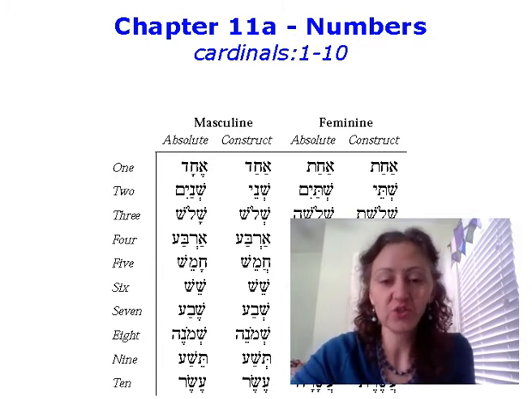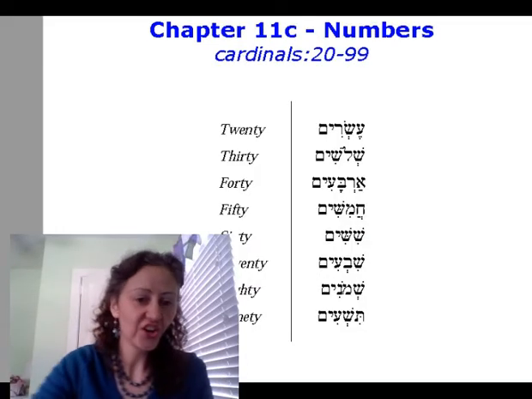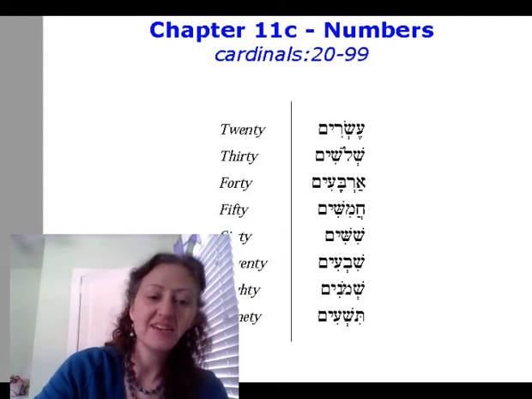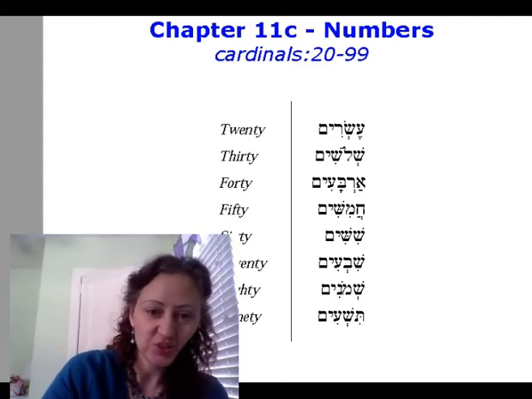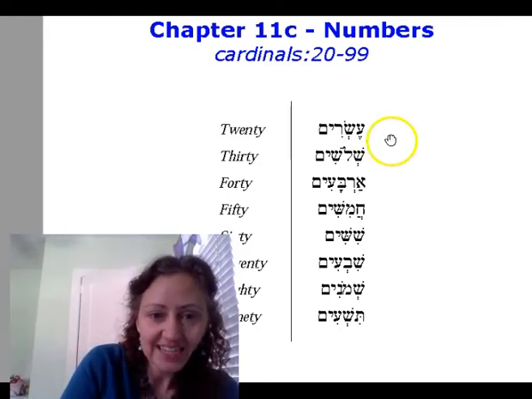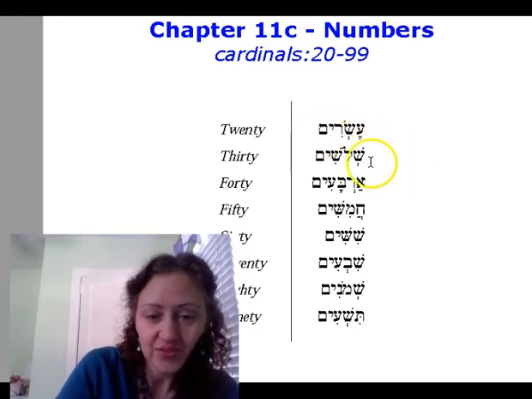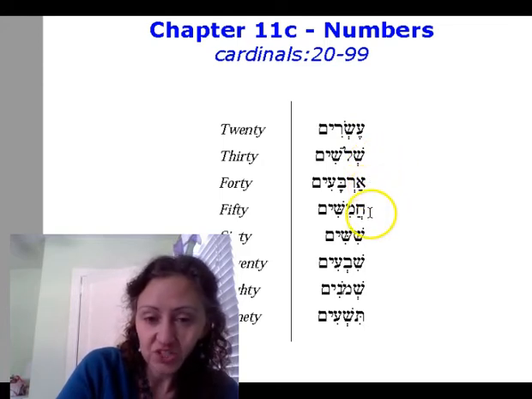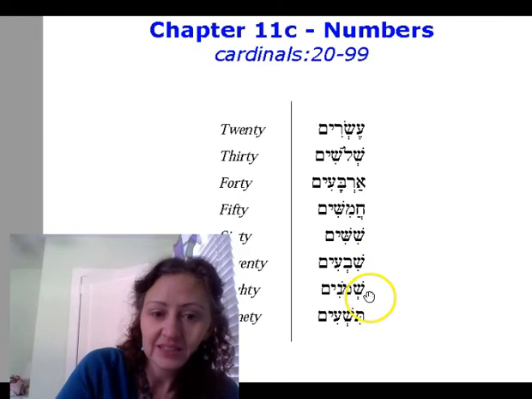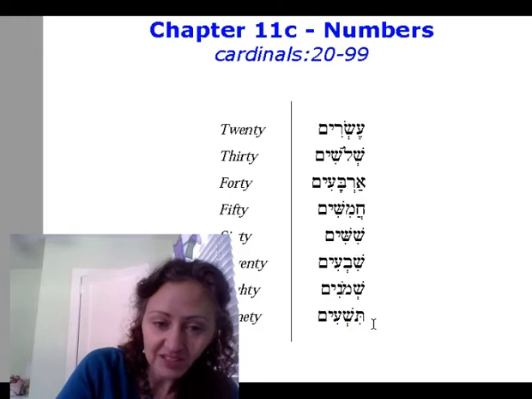The videos that I've posted below will show you how to make the numbers 11 through 19. It's pretty logical. Here are the cardinal numbers for 20 through 90. So we'll just quickly do these. You're basically just pluralizing the numbers 1 through 10 that you've already learned. But 20 is esrim. So 2 tens, essentially, right? 30 is shaloshim, 40 arba'im, 50 chamishim, 60 shishim, 70 shiv'im, 80 shmonim, 90 tish'im.